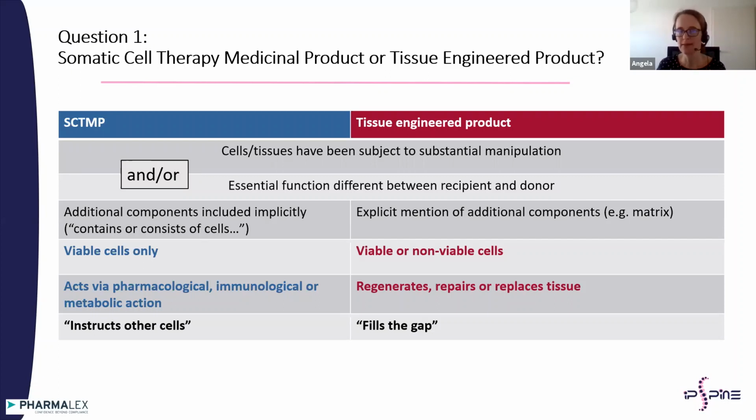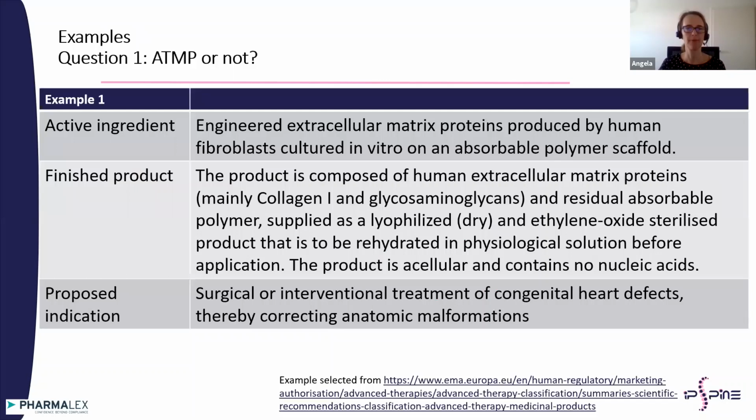Also, sometimes the cuts decisions are a bit surprising, because there's always a little bit of both. But try to figure out what you think the main activity is and what the main characteristics of your product are. And now let's walk on to some actual examples from the EMA homepage. So you can find the link on the bottom of the slide where to find all of those examples.